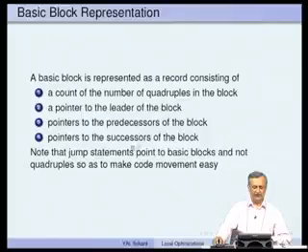So, we need these things when we want to traverse the control flow graph in a particular order. We may want to do a depth first search on the control flow graph, or we want to do a DFS on the reverse control flow graph. So, all this becomes useful at that point. Note that jump statements point to the basic blocks and not quadruples, so as to make code movement easy.